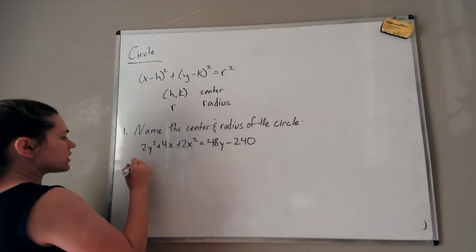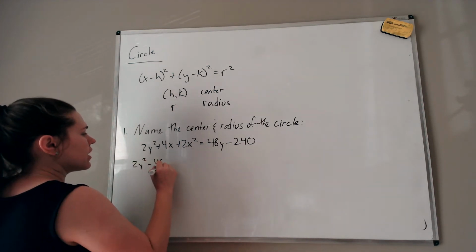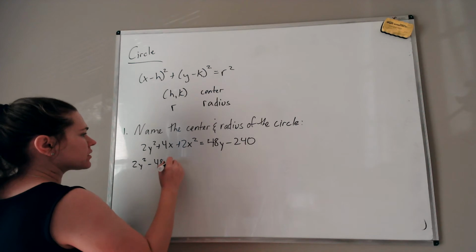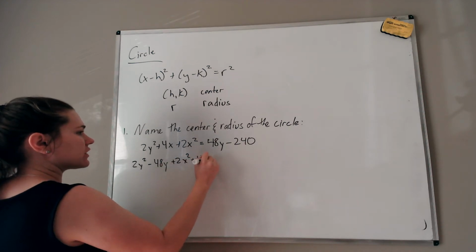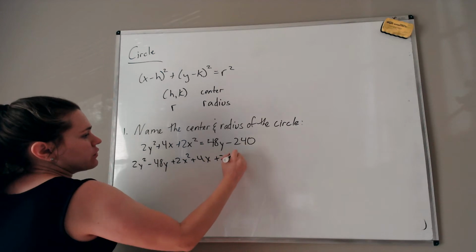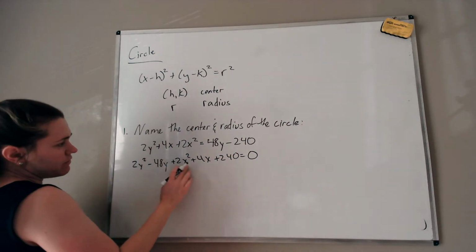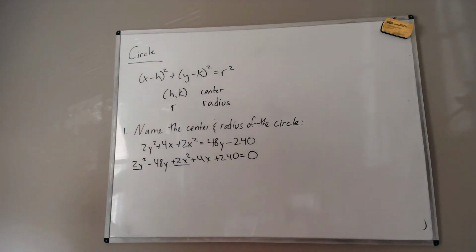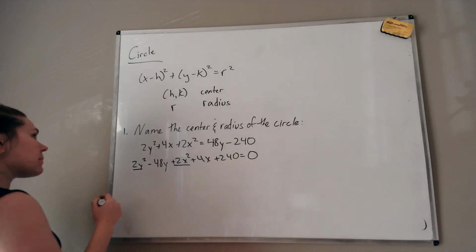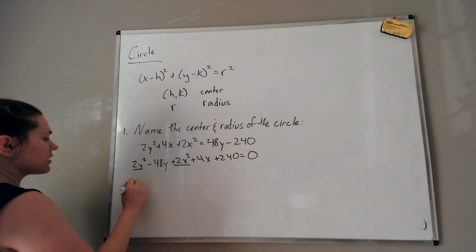Okay, so this is going to be 2y squared, and I'm going to just move things, so minus 48y plus 2x squared plus 4x plus 240 equals 0. So let's just check, do we agree that this is in fact a circle? Yes, both quadratic terms have the exact same coefficient. So notice, x comes first, then the y, so I'm just going to start gathering.